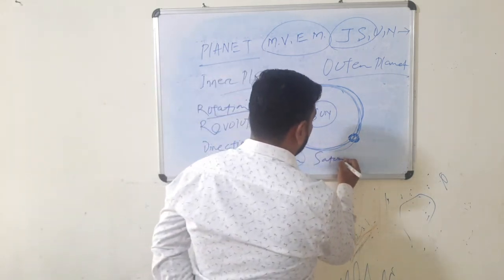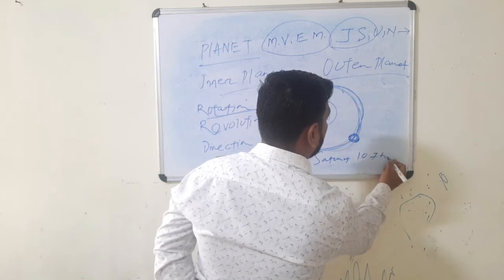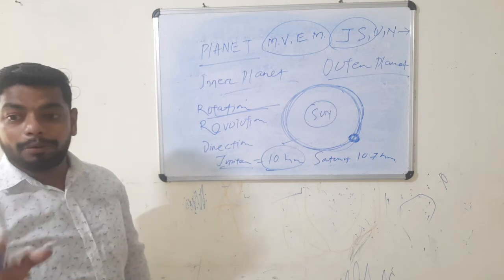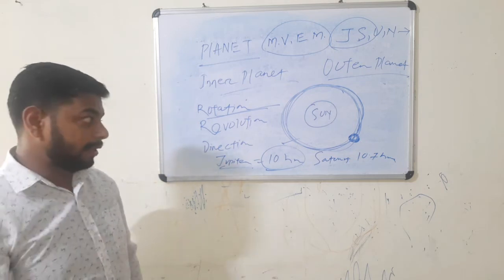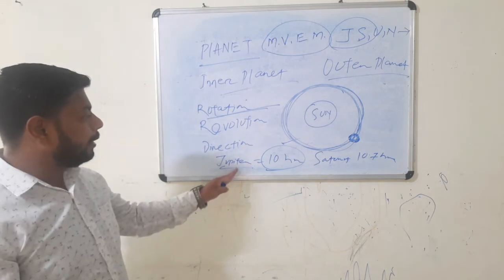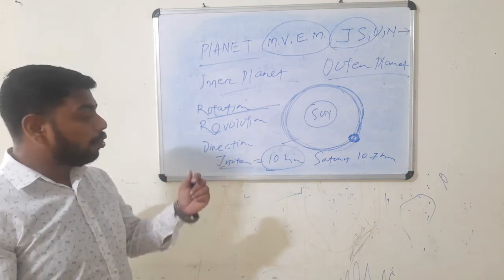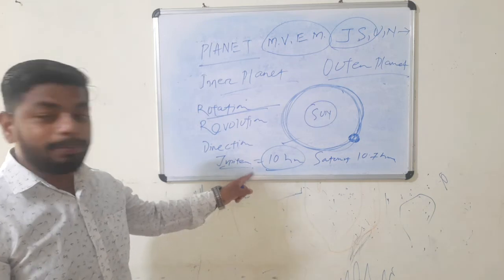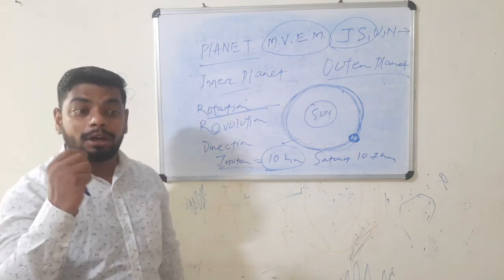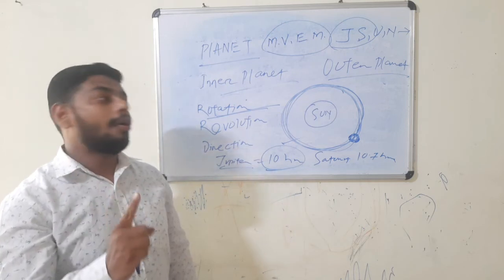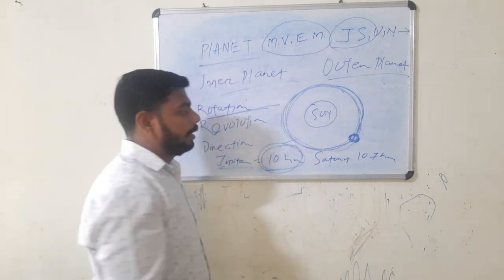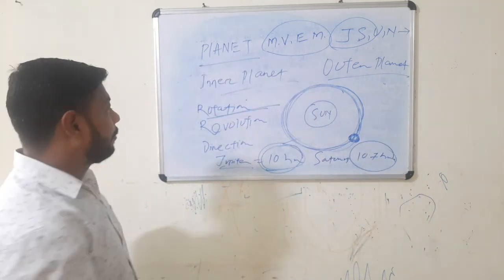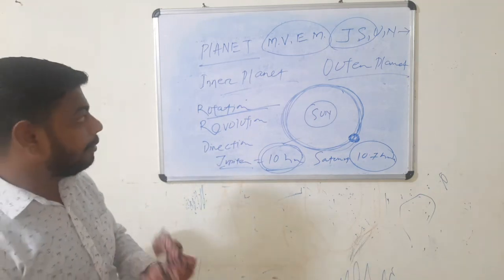Saturn is 10.7 hours. It means the outer planets rotate very fast on their own axis. Jupiter rotates very fast, so it completes one rotation on its own axis in 10 hours. Saturn takes 10.7 hours. And which takes the highest time? Venus. Little bit confused, right?